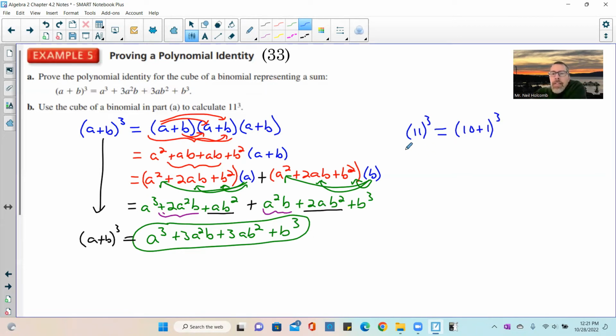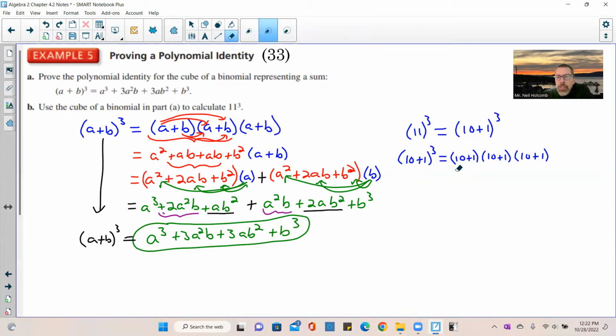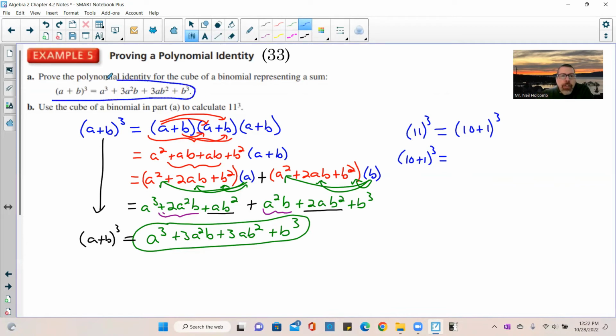Okay, so then I take that (10 plus 1) cubed, and that's going to equal (10 plus 1) times (10 plus 1) times (10 plus 1). Okay, so that's what that means. But instead of writing this all out and doing this, we just proved it. So I'm not going to write that, but that's what it means repeated. Now I'm going to take the rule and I'm just going to apply it. So the rule is right here.